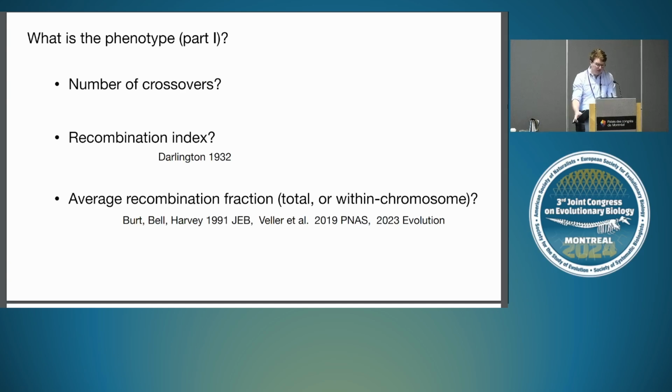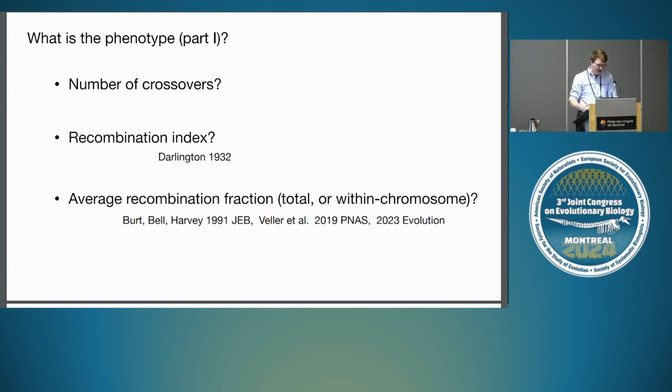That's conceptually the simplest measure of the amount of recombination. It's the one that's most often reported. It's related to important metrics like genetic map length. It doesn't take into account the role of independent assortment of chromosomes in recombination. A metric that does is Darlington's recombination index, which is the number of crossovers plus the number of chromosomes in the haploid set. This corresponds to the number of freely recombining chromosomal segments in meiosis.